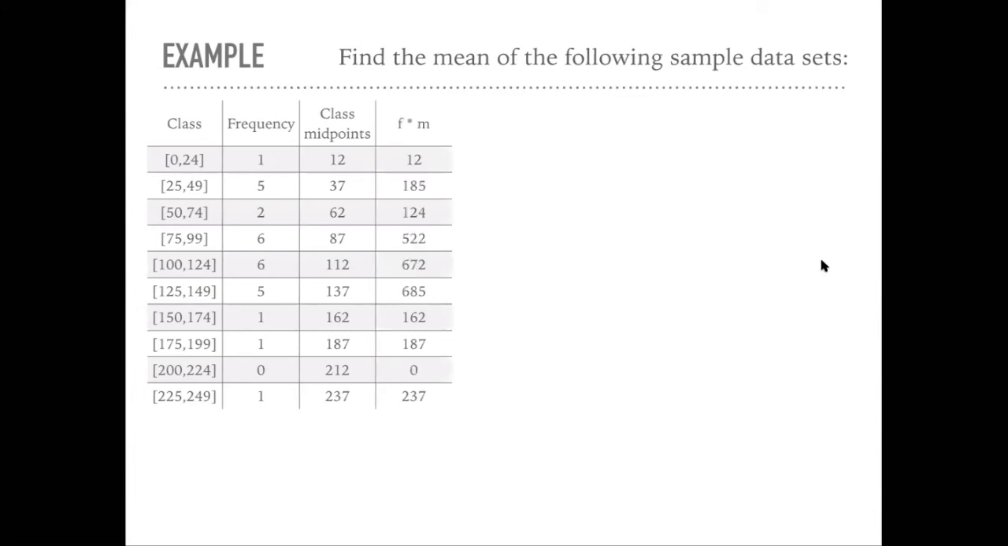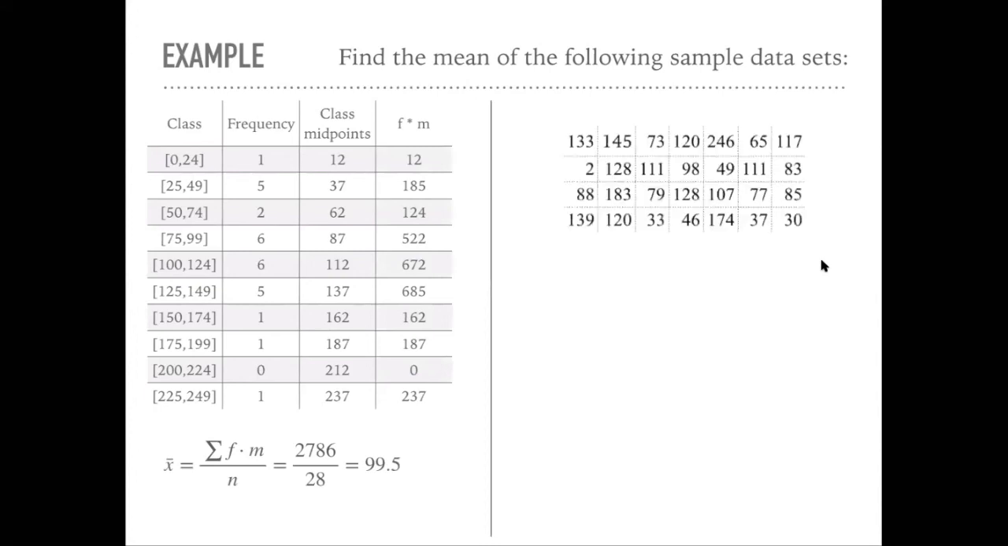So we take our frequency times our midpoint for each of our classes. And then we add our frequencies for the denominator. We add the frequency times midpoint column for the numerator. We go ahead and divide, we get 99.5.